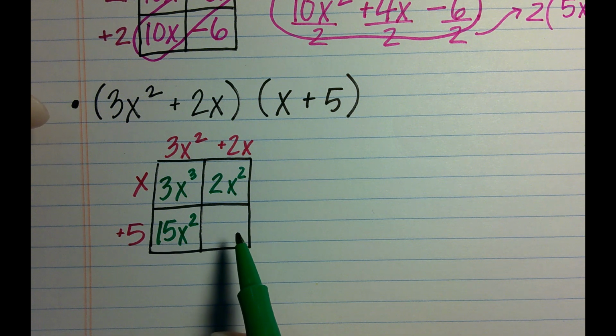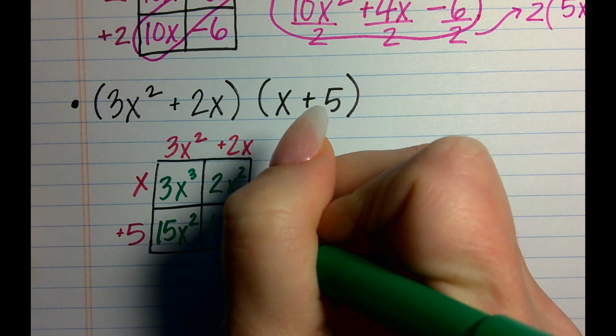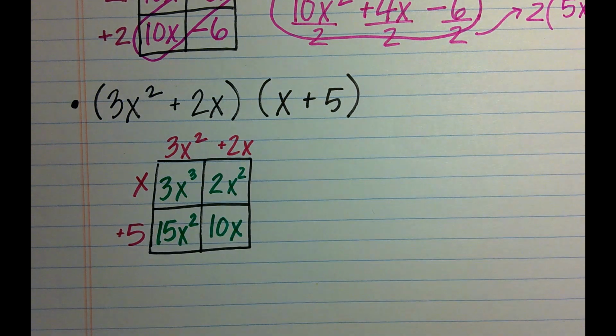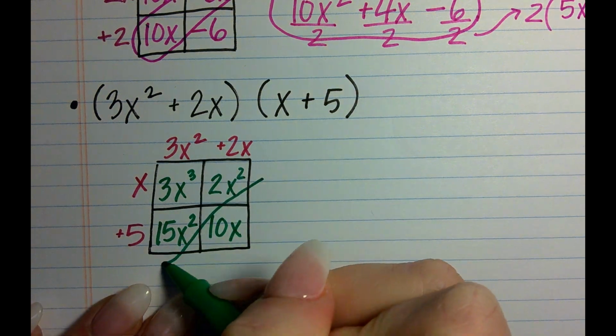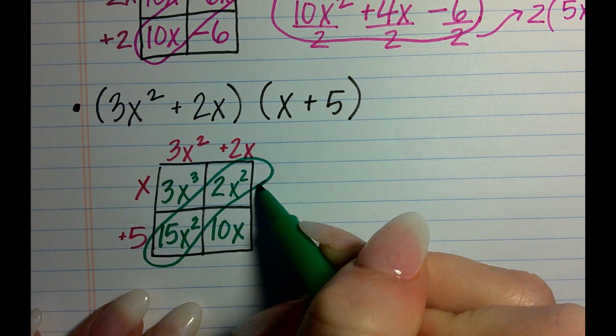And last but not least, 5 times 2x. 10x. Perfect. 5 times 2x is 10x. Okay. Do I have any like terms? 15x squared, 2x squared. Good. Equals 17x to the fourth.